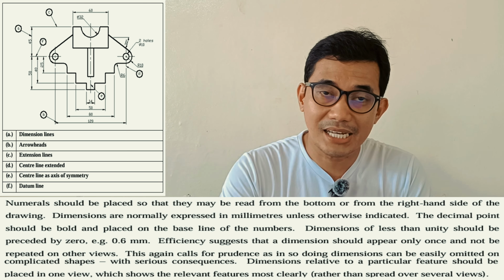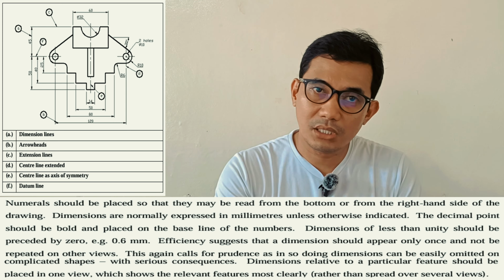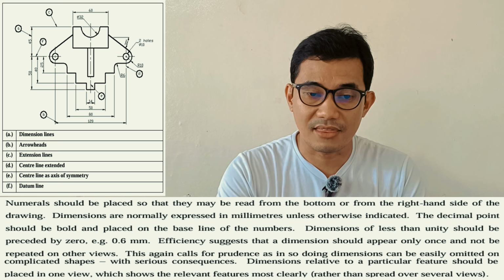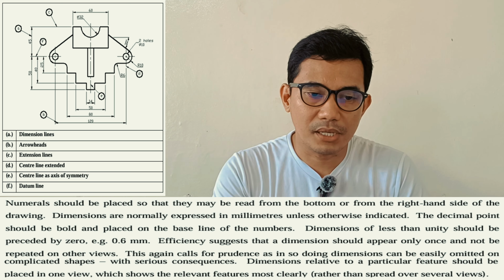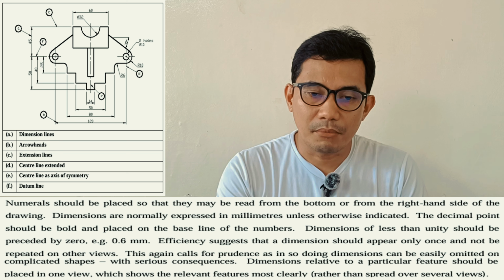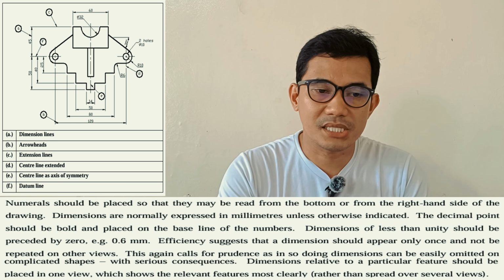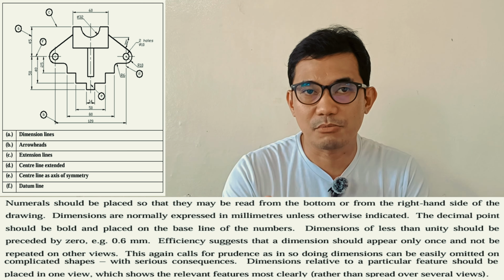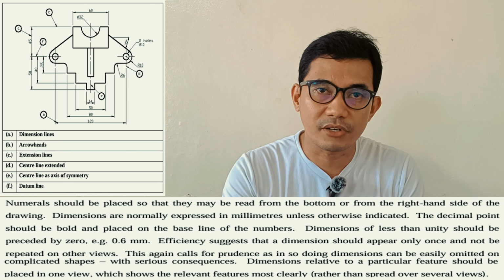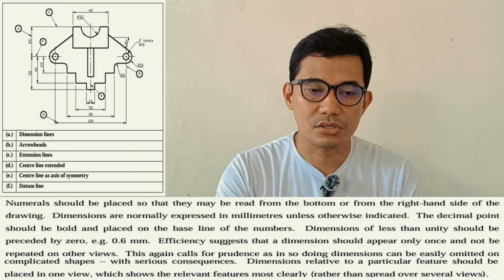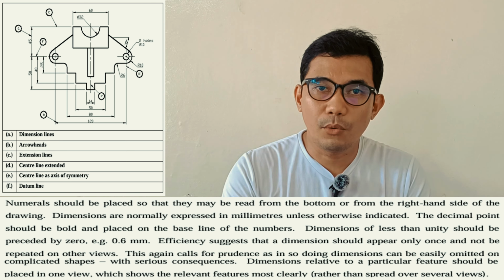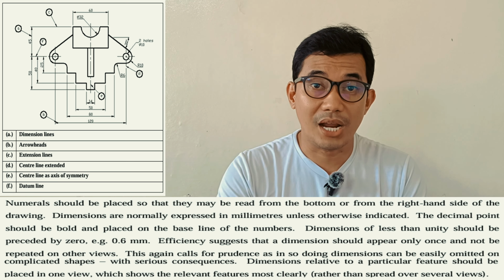Millimeters din ang common nga ginagamit, although pwede ta mo gamit og centimeters, inches, feet, meters, or other units of length. The decimal point should be bold and placed in the baseline of the numbers. Dimensions of less than unity should be preceded by 0. Now, the example for that is less than 0 numbers, 0.1, 0.2, 0.3, 0.4, 0.5, 0.6 mm, and so on and so forth. Efficiency suggests that a dimension should appear only once and not be repeated on other views.